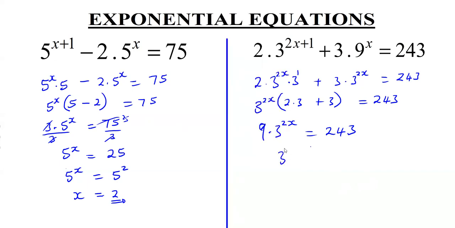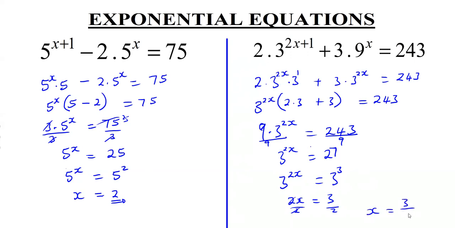So 3 to the power of 2x is equal to 27. So here you're dividing by 9. And the 27 is 3 to the power of 3. So it's 3 to the power of 2x is equal to 3 to the power of 3. And 2x is equal to 3. We divide by 2. We cancel that. x will be equal to 3 over 2. That's our final answer.